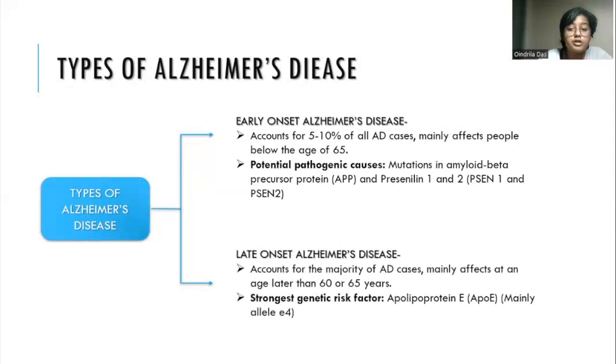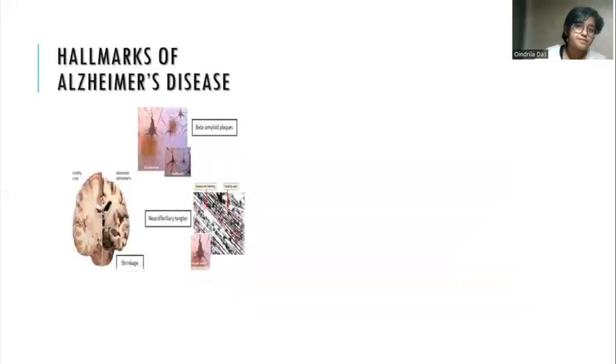The second one is late onset Alzheimer's disease, also known as sporadic Alzheimer's disease. This accounts for the majority of Alzheimer's cases, and it mainly affects people above the age of 60. While there are numerous genetic factors involved in late onset pathogenesis, one of the strongest genetic risk factors that has been observed is apolipoprotein E, which consists of 3 different alleles, E2, E3, and E4, with E2 being least involved in Alzheimer's and E4 having the highest amount of involvement.